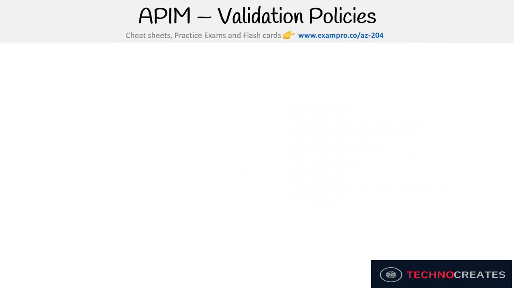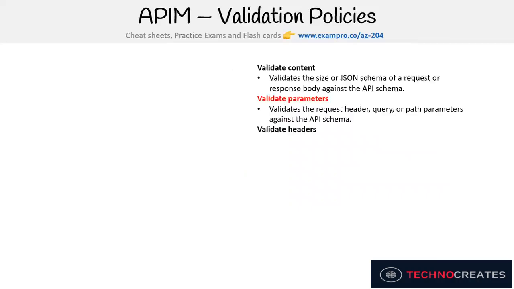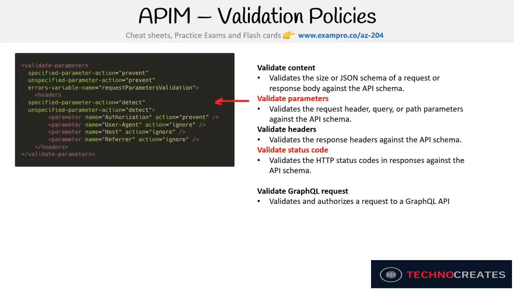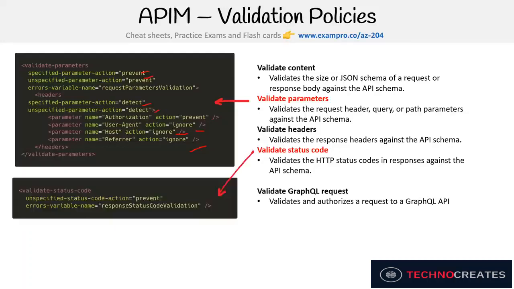Validation policies, this is the last group. Validate content, validate parameters, validate headers, validate status code, validate GraphQL request. So we'll take a look at parameters. So here's an example where we have a parameter and it says prevent, detect, prevent, ignore. So I guess the idea is it's just saying, like, if those parameters are present, allow them. If not, ignore them. Validate status code.